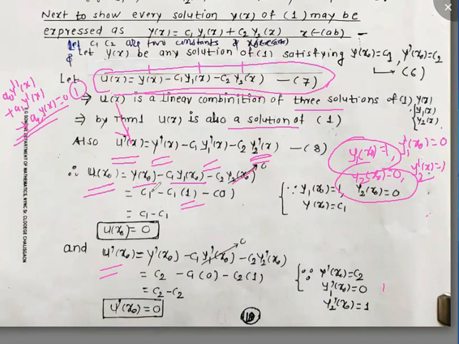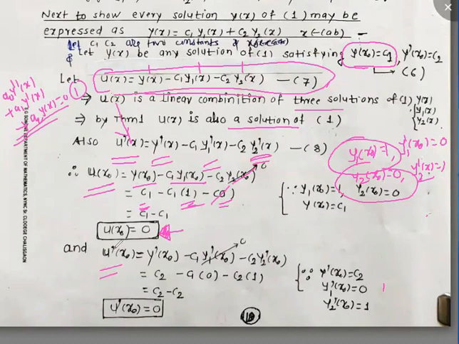And what is y(x0)? y(x) is a solution for which we have y(x0) equal to c1. So y(x0) is c1, y1(x0) is 1, and y2(x0) is 0. These three values we have used. So y(x0) is c1, y1(x0) is 1, y2(x0) is 0, so this term is 0. Now c1 into 1 is c1, c1 minus c1 is 0. So we get u of x0 equal to 0.